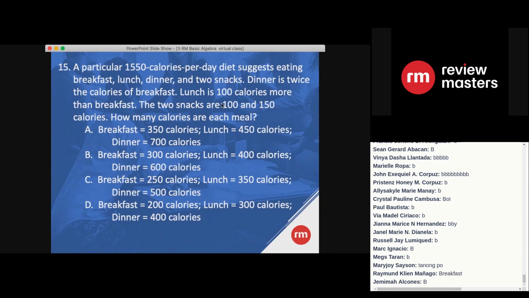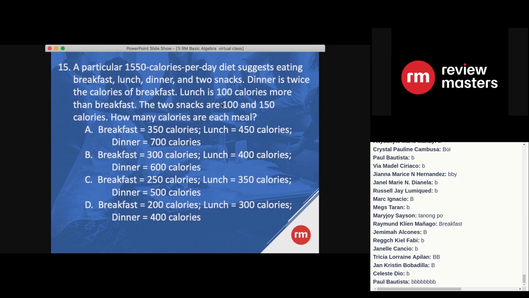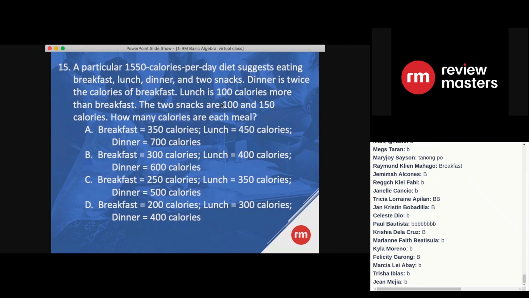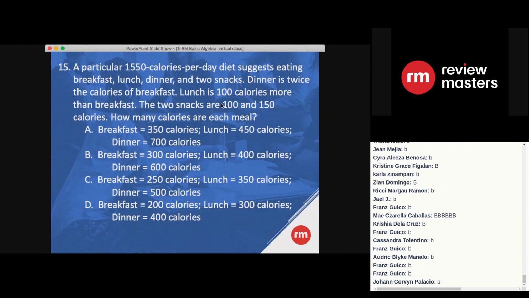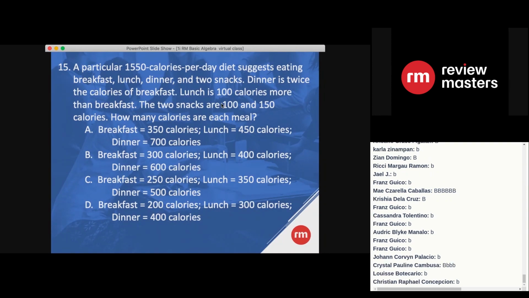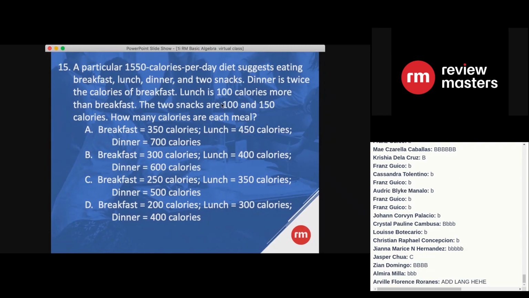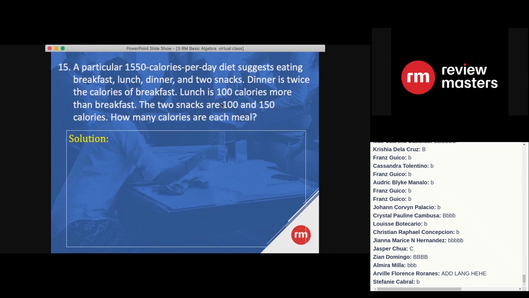A particular 1,550 calories per day diet suggests eating breakfast, lunch, dinner, and 2 snacks. Dinner is twice the calories of breakfast. Lunch is 100 calories more than breakfast. 2 snacks are 100 and 150 calories. How many calories are each meal? Okay, so you have your choices there.